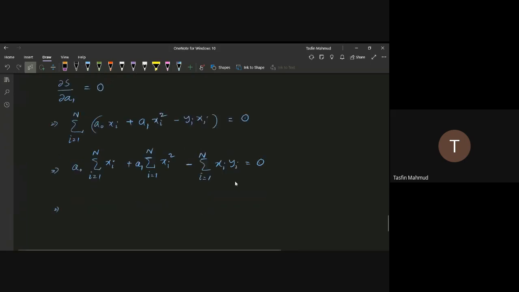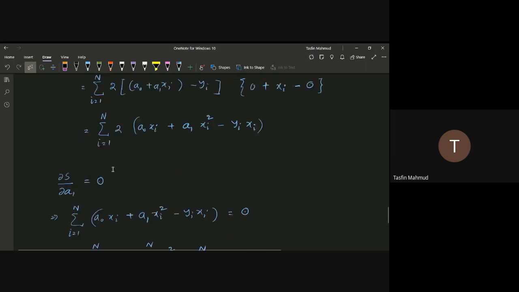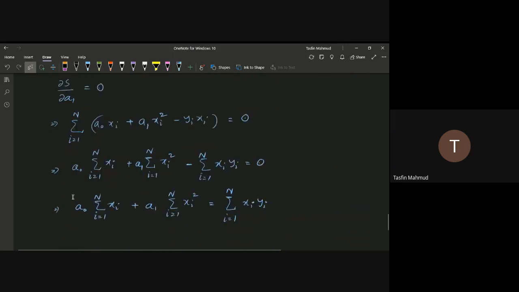So making this equation a bit nicer, the first coefficient would be a naught times summation of xi, i equals 1 to n, and the second coefficient would be a1 times summation of xi square, and it would be our constant part, summation of xi yi. Okay, so this is the second equation for determining a naught and a1.